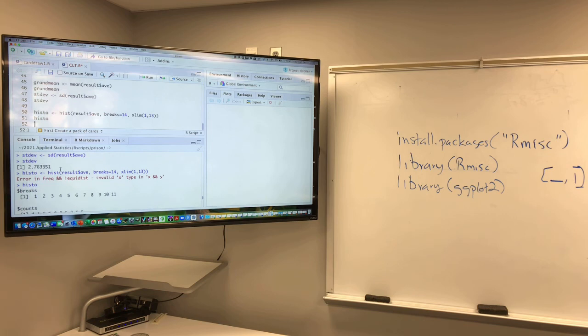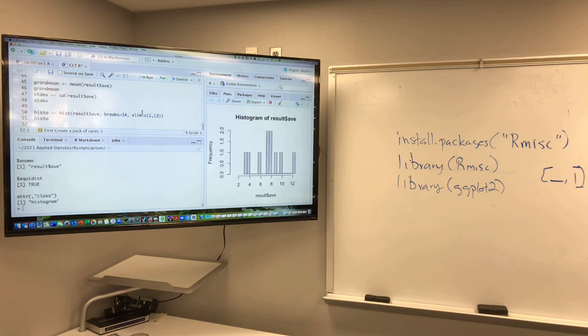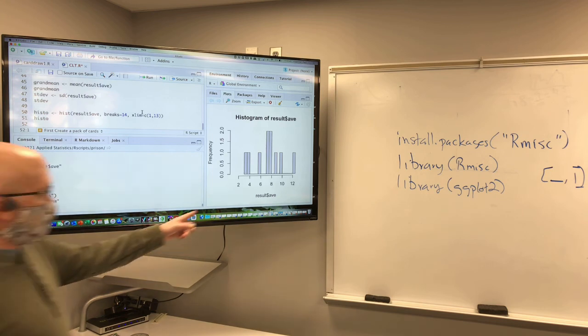And I have an error message. Oh, I didn't put an equal sign in where I needed it. This is the bane of my existence, is typing. So now it's given us a histogram.